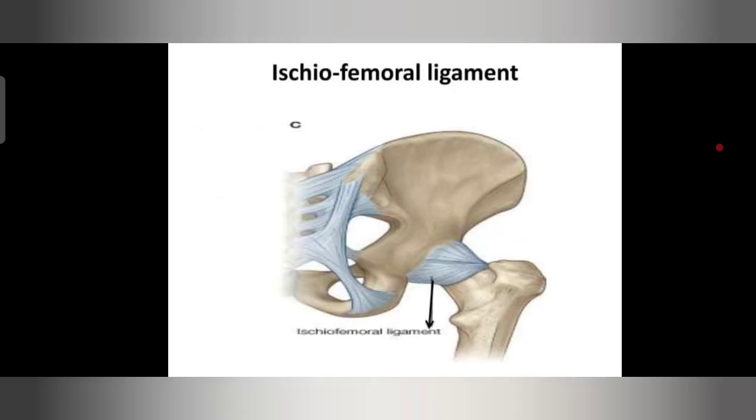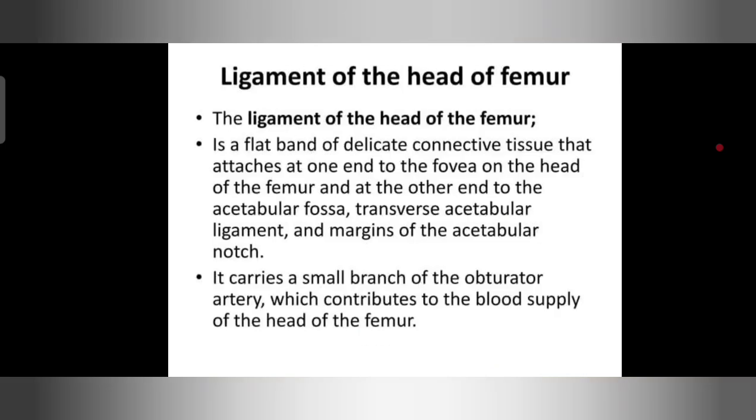So this figure shows the ischiofemoral ligament. Next ligament is the ligament of the head of femur. So the ligament of the head of femur is a flat band of delicate connective tissue that attaches at one end to the fovea on the head of the femur and at the other end to the acetabular fossa.